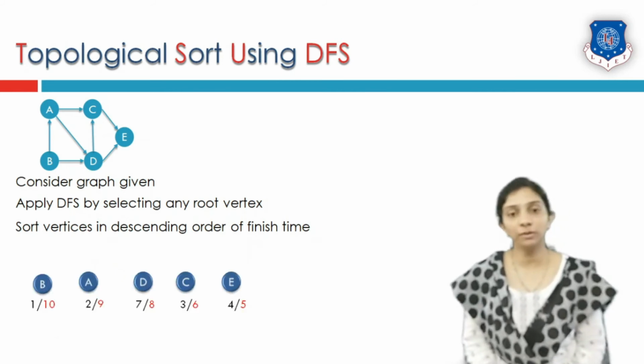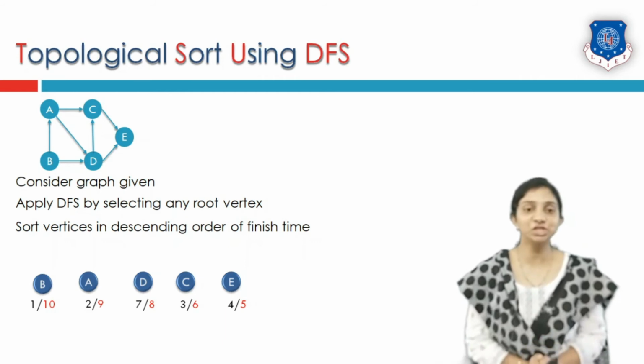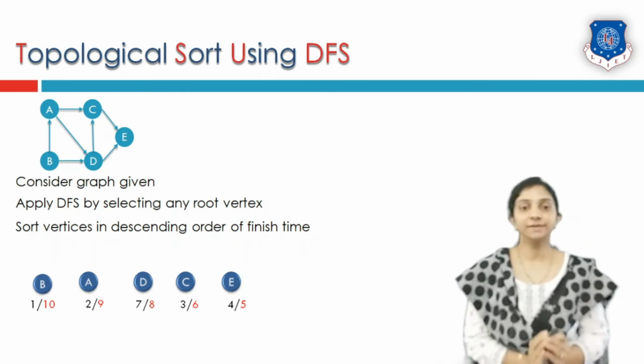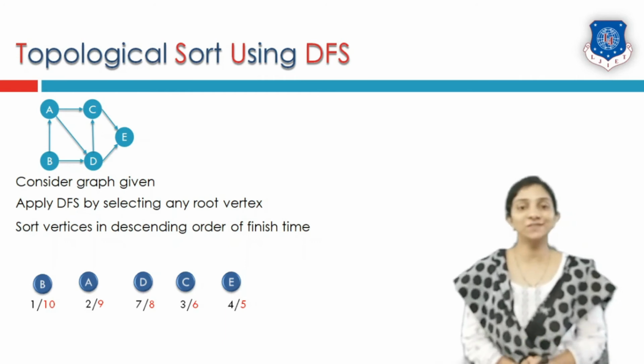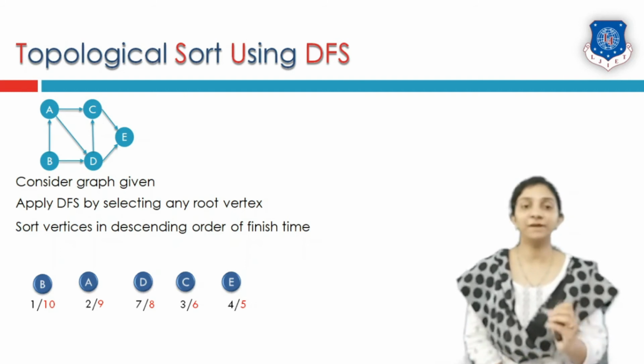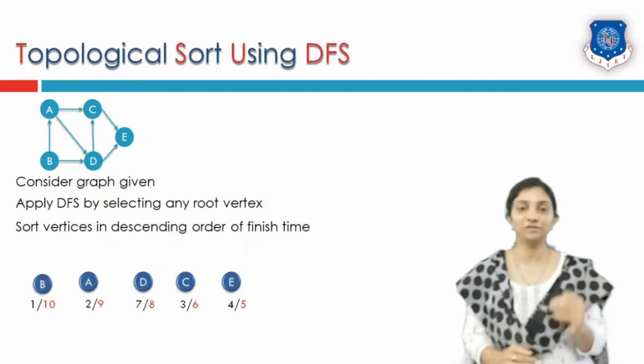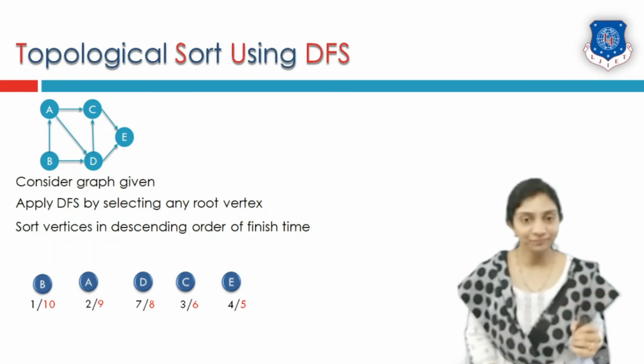So they will go like this. First vertex B, which has the highest finish time, that is 10. Then vertex A with the next highest finish time, that is 9, followed by vertex D with finish time 8, vertex C with finish time 6, and the last vertex is vertex E with finish time 5.